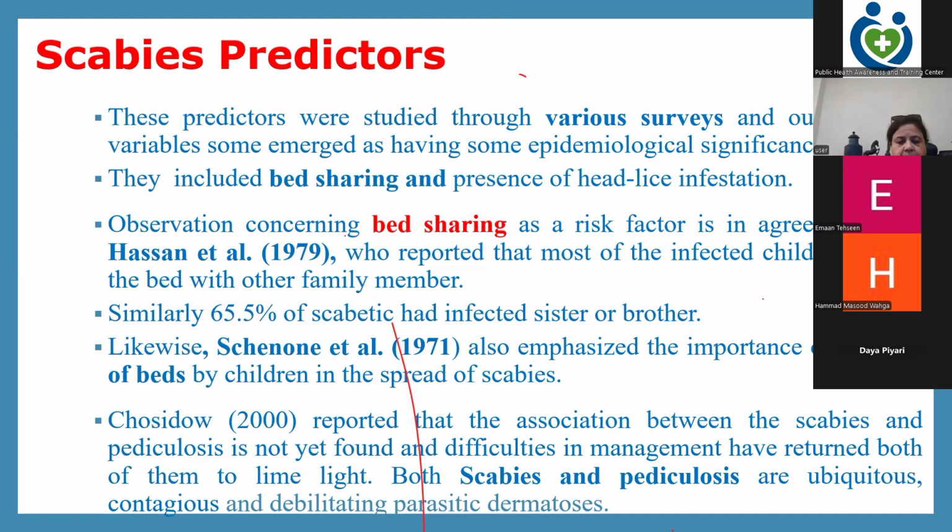Chostio in 2000 reported that the association between scabies and pediculosis is not yet found, and difficulties in management have returned both of them to the limelight. But both scabies and pediculosis are ubiquitous, contagious, and debilitating parasitic dermatoses. Next, please.